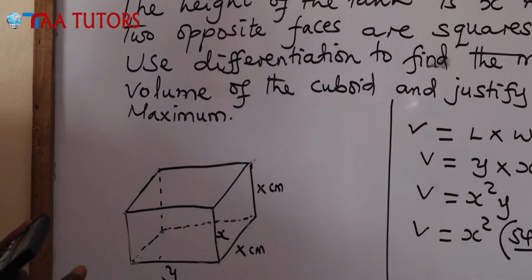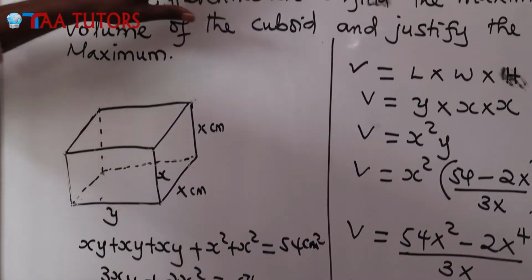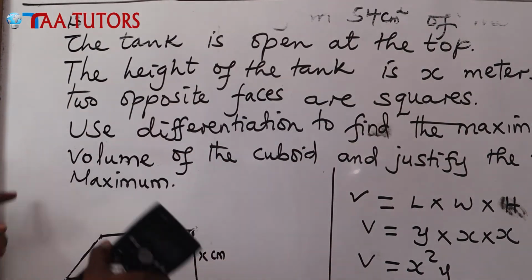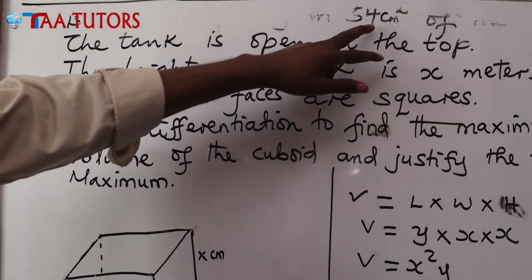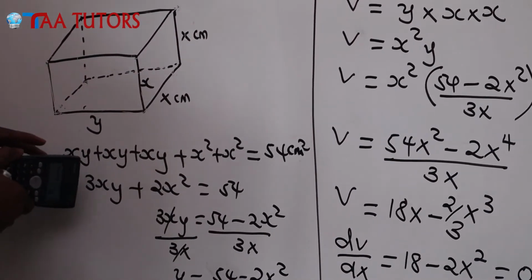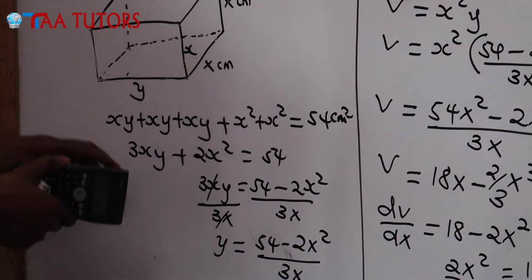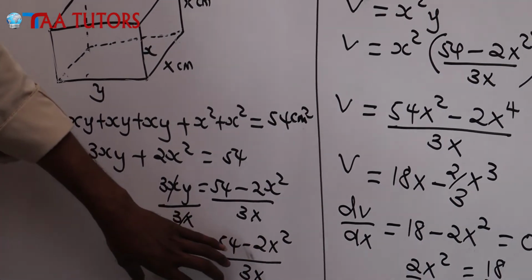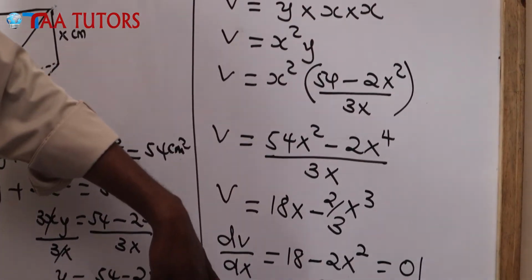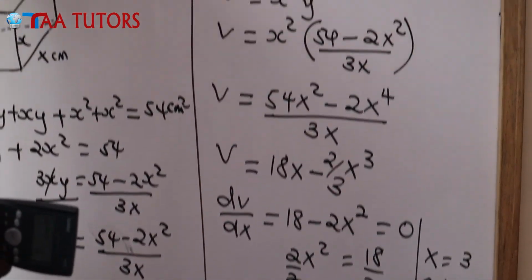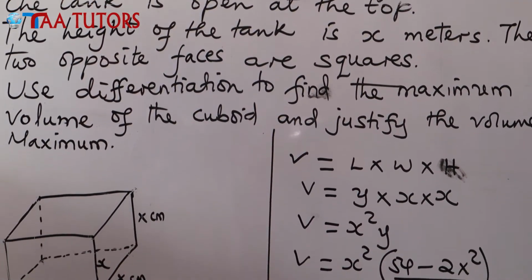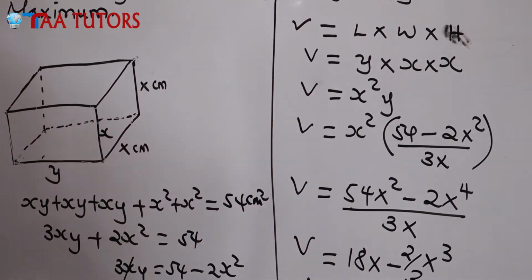So you realize that in this case, we were given surface area, 54. The metallic sheet that was used to make this metallic tank was 54 centimeters squared. So I have to develop the formula in terms of surface area to be able to eliminate one unknown, then substitute it in the volume to get the volume function, then differentiate. Sometimes you may be given volume. If you're given volume, you start by using the volume function, then you transfer into surface area. So that will depend on what is provided for you.